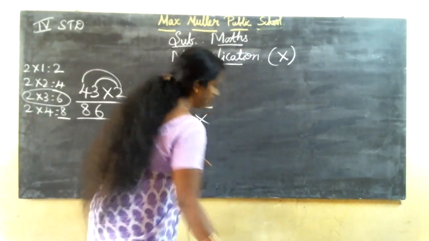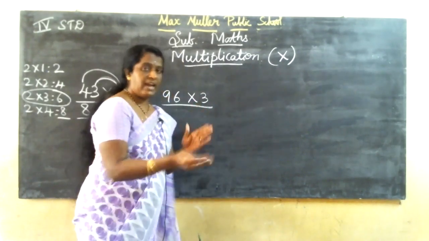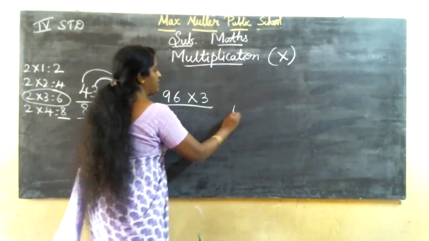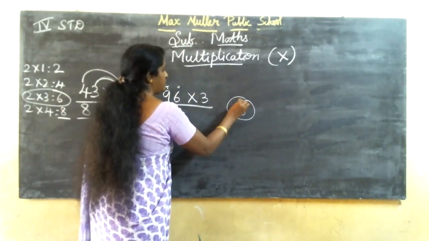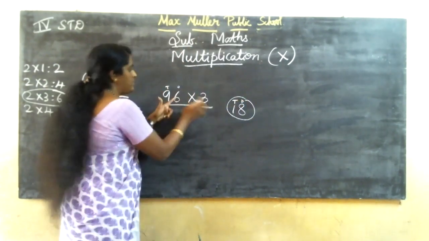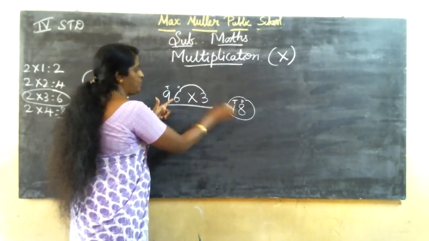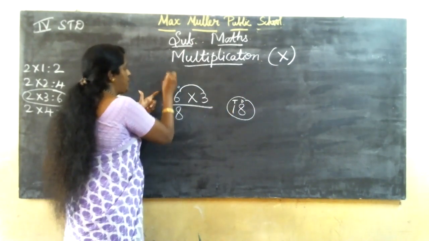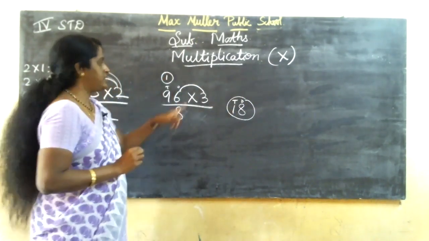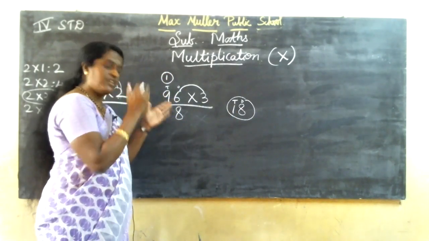What should you do? In addition, I taught you the carry. 1 carry, you should see 18. This is ones, this is tens. So 3 6s are 18. Ones place, what is it? 8. Tens place, 1 carry. Okay, so it is like addition only, but you should do multiplication with addition.